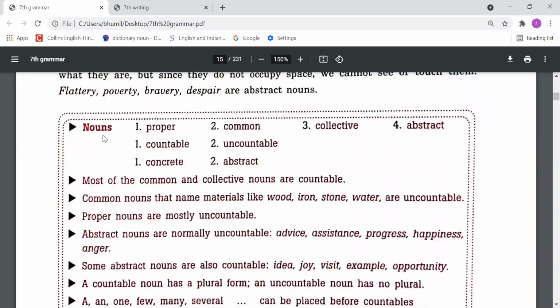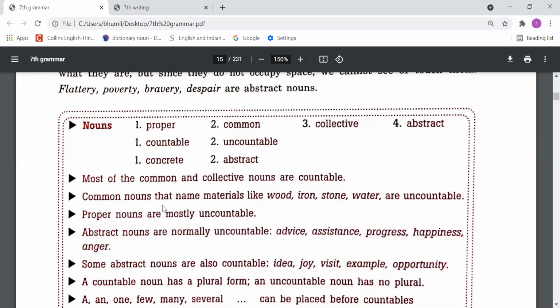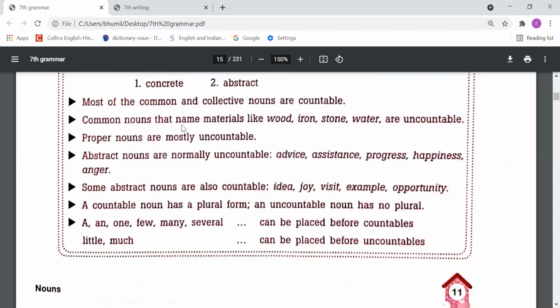Let's revise all the things. Nouns: proper, common, collective, abstract. 4 types of nouns are there. Then second, we can categorize them as countable and uncountable, concrete and abstract. In this way also we can categorize. Most common and collective nouns are countable, like we can say school and schools, army, armies, class, classes. So common and collective nouns are countable. Common nouns that name materials like wood, iron, stone, water are uncountable. Proper nouns are mostly uncountable.